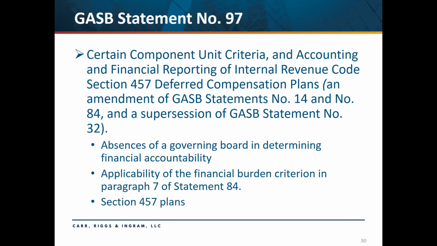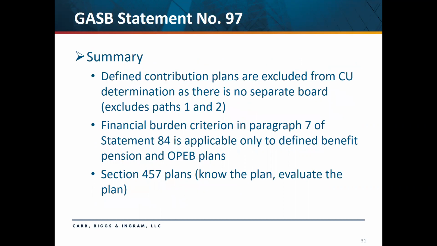And so in summary, what they did is they basically said defined contribution plans are excluded from the component unit determination as there's no separate board. So that excludes pass 1 and 2, right? The financial burden in paragraph 7 was updated. And so when it came to 457 plans, know the plan, you have to evaluate it. It didn't come up and say absolutely not, 457 plans are not part of the reporting, but you need to know any sort of plan. The main thing is a defined contribution plan is excluded, which means there's no obligation from the government itself. So you would exclude those on the defined contribution side. But if there's a defined benefit, if there's any sort of benefit, you have to evaluate that plan.